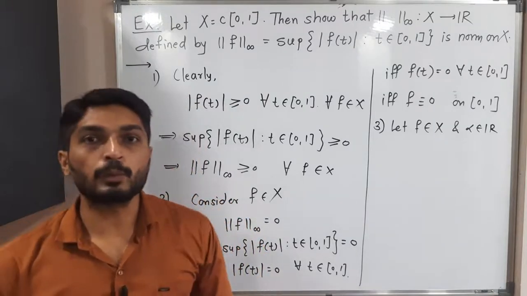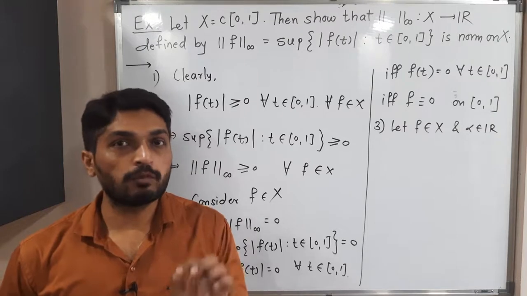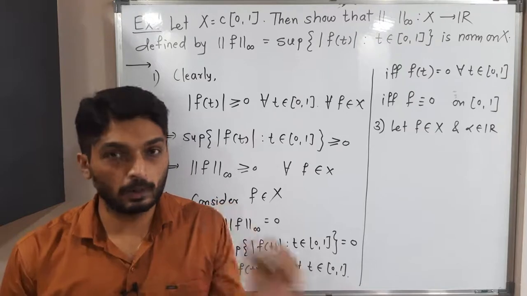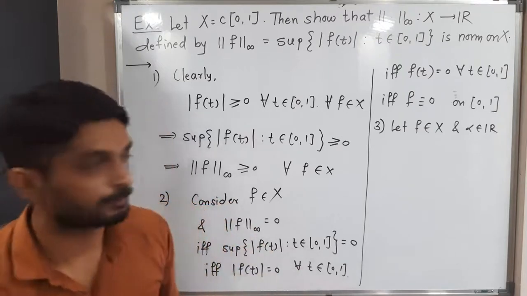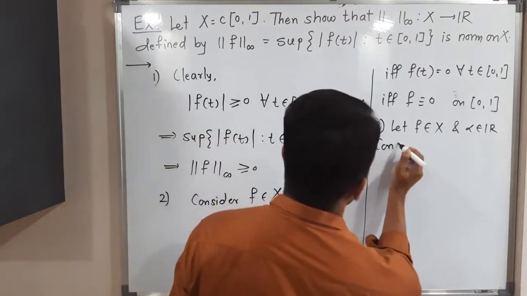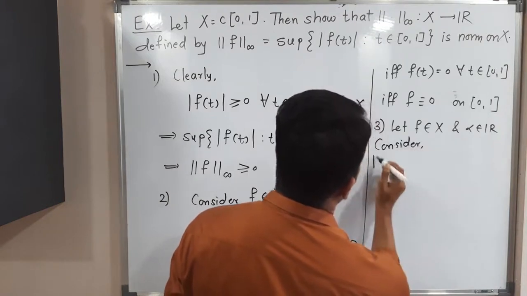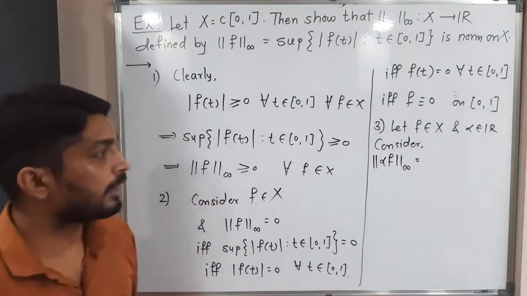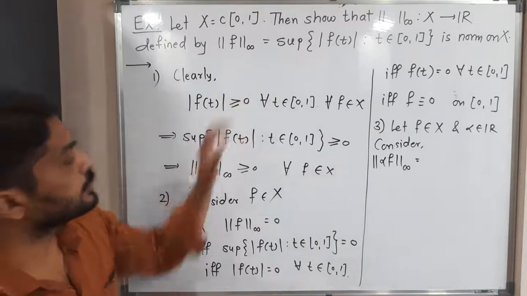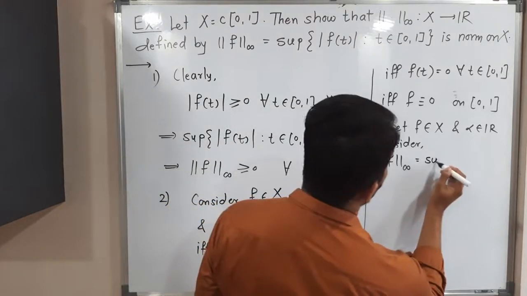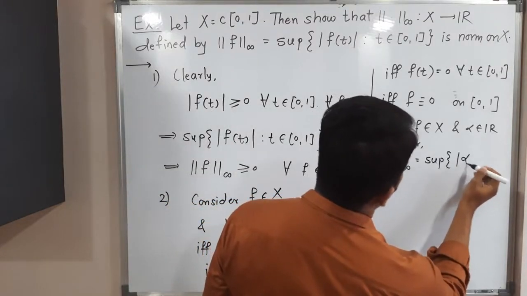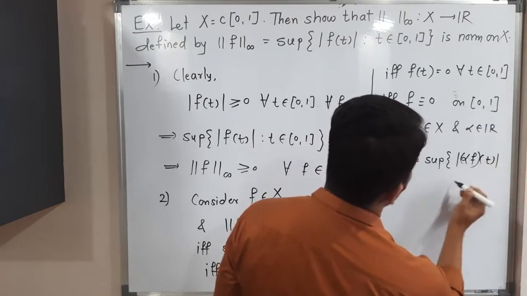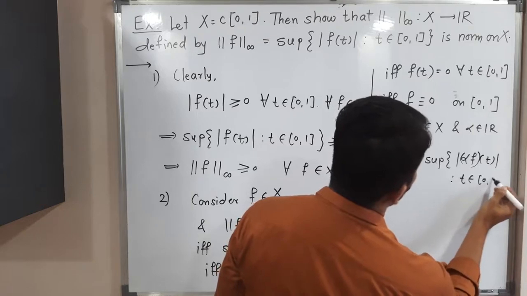What we have to prove? We have to prove that norm alpha f infinity is equal to mod alpha norm f infinity. That means that the constant should come outside with mod. This thing we have to prove. Let us start. I am considering norm alpha f infinity. So let us follow the definition. So this is equal to supremum of mod alpha f of t, where t belongs to closed interval 0 1.